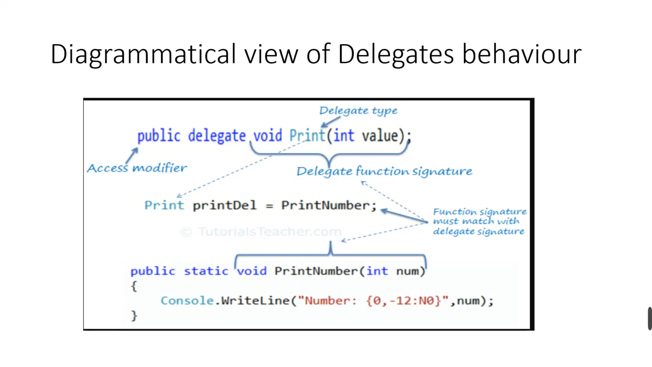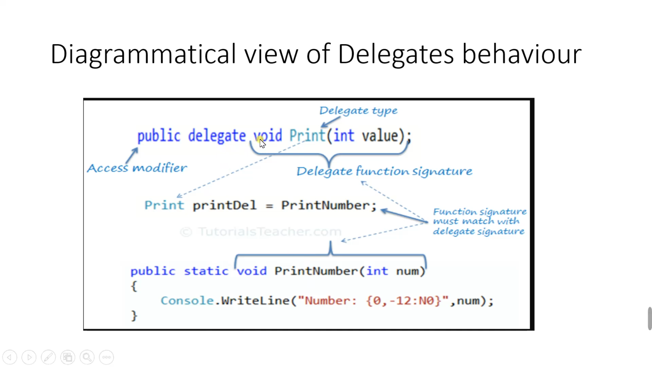So this is the diagrammatical view of the delegates behavior. In this diagram, if you can see, we are defining the delegate name, that is access modifiers, delegate keyword, return type, delegate type, and the parameters, right? And we are making the object of this delegate and assigning print number. And what is print number? Print number is a method, but remember the signature of the method generally resembles the signature of the delegate.